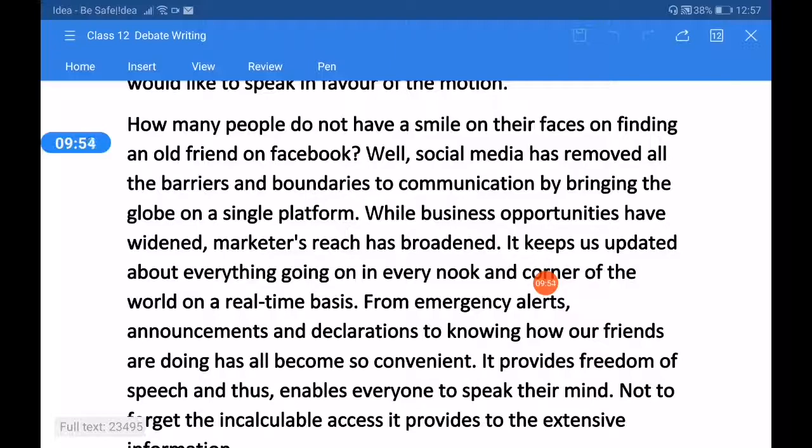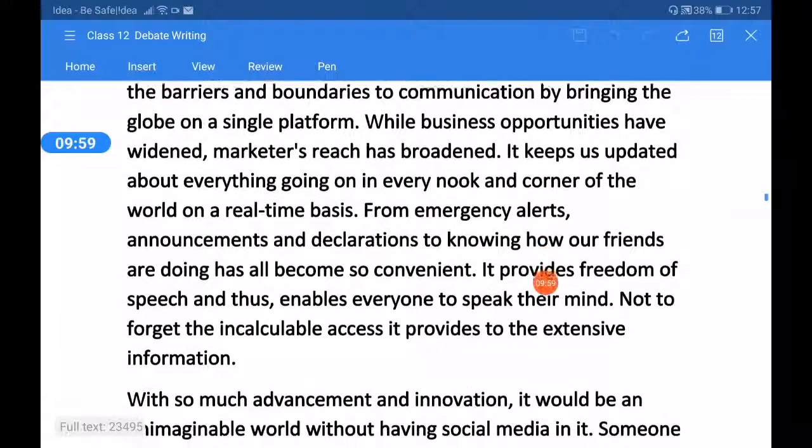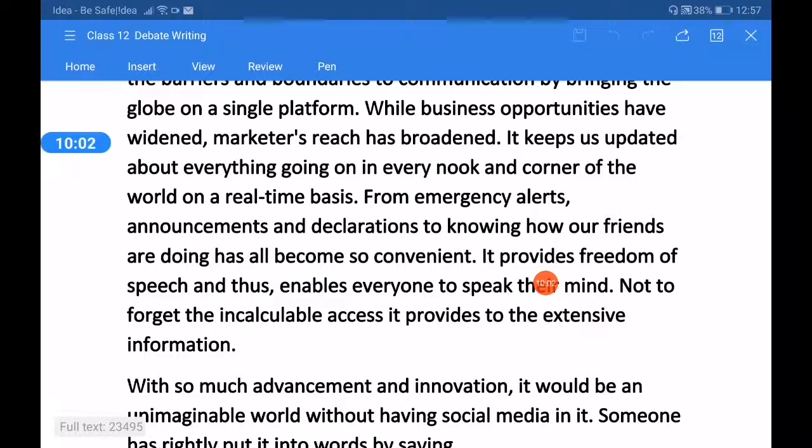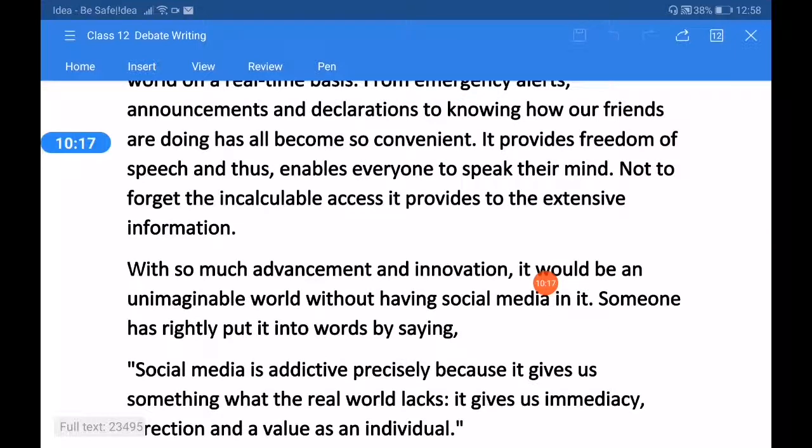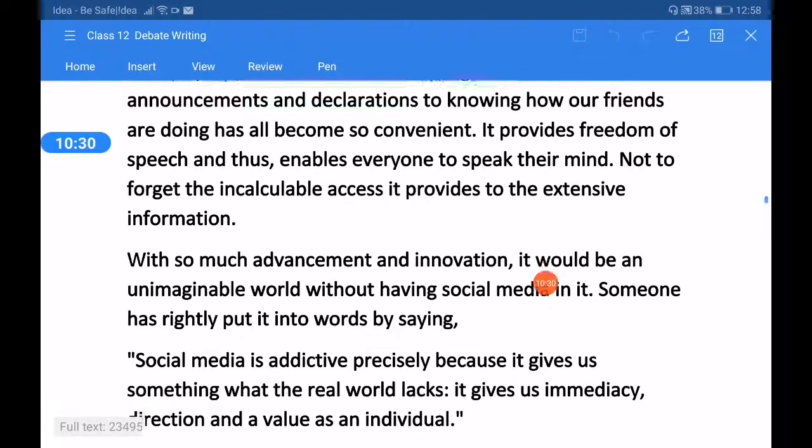While business opportunities have widened, marketers' reach has broadened. It keeps us updated about everything going on in every nook and corner of the world on a real time basis. From emergency alerts, announcements, and declarations to knowing how our friends are doing has all become so convenient. It provides freedom of speech and thus enables everyone to speak their mind. Not to forget the incalculable access it provides to extensive information.